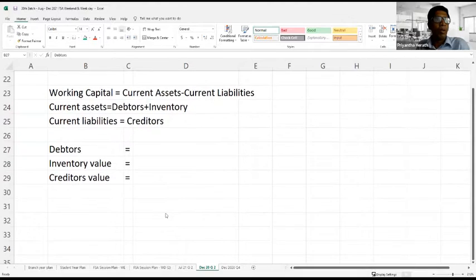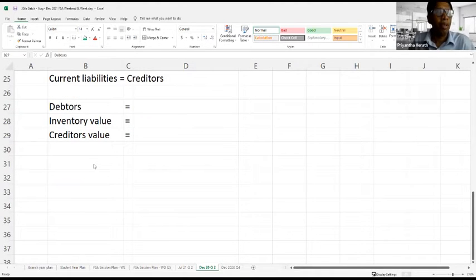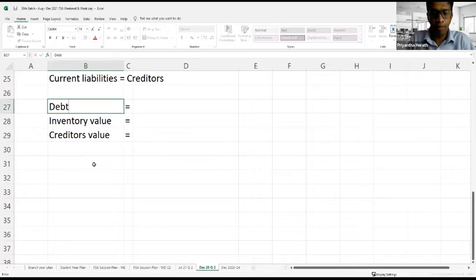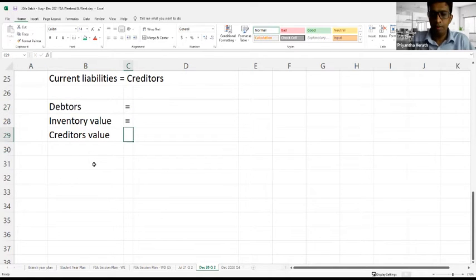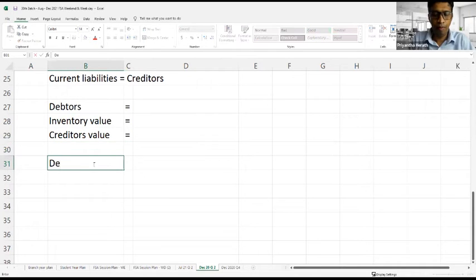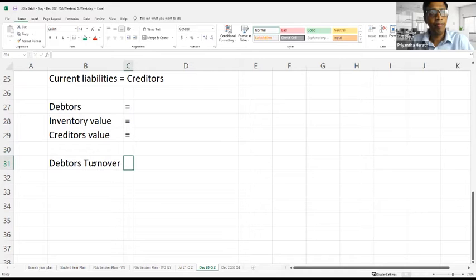Right? Again, I am sharing the Excel sheet. Debtors turnover. If you can remember the formula, can you see the Excel sheet? Yes. Right. Debtors turnover.